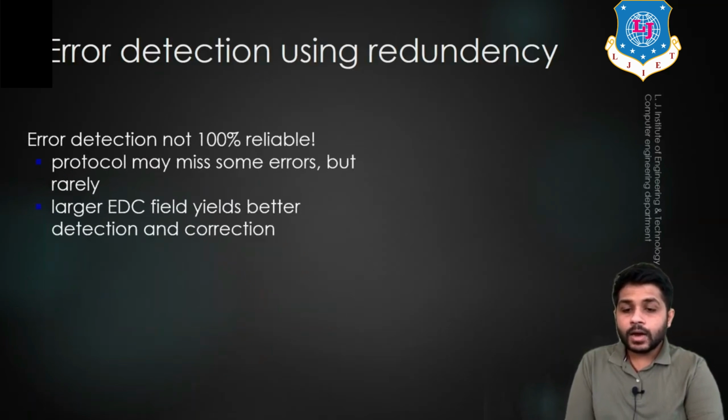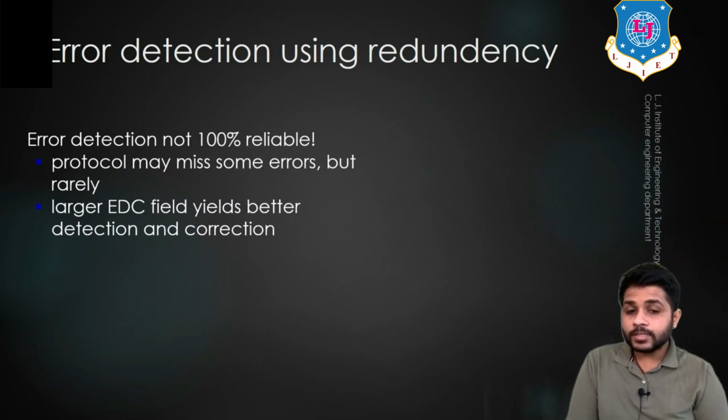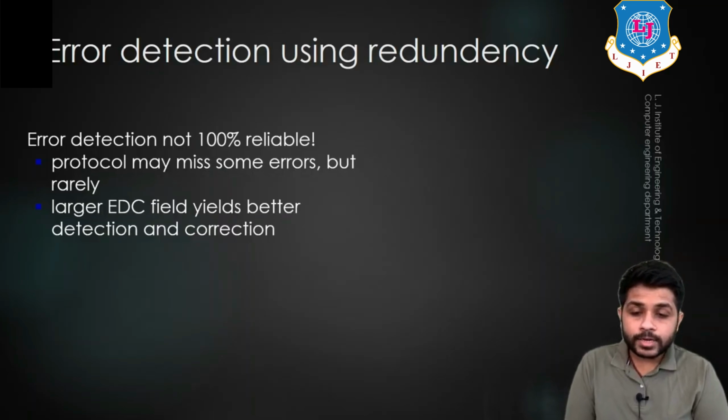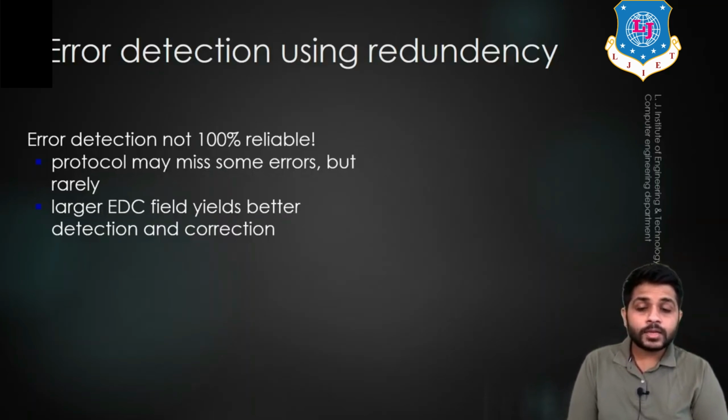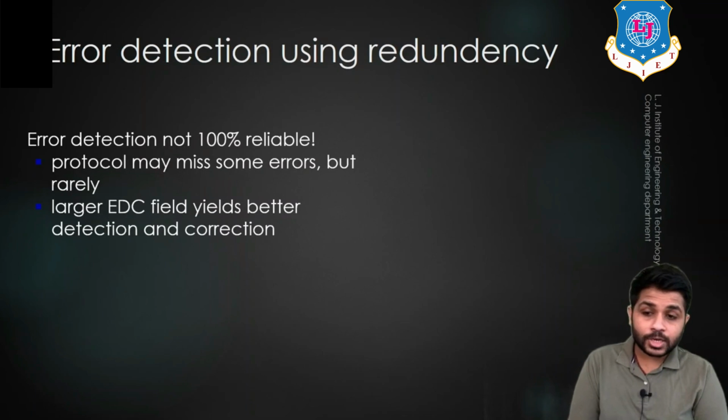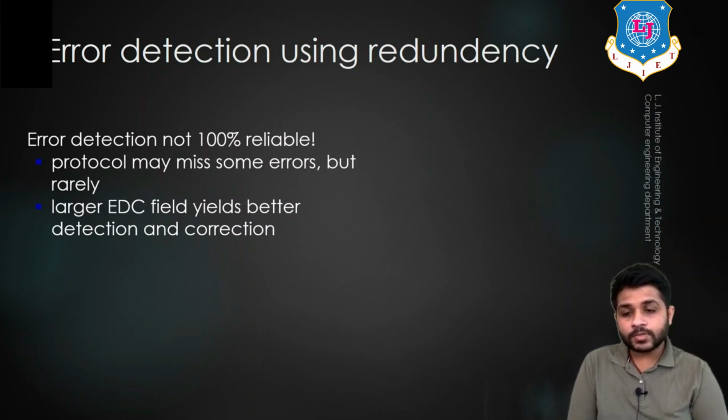There are some flaws in the redundancy method. The redundancy method is not 100% reliable. Why is it not 100% reliable? Because we are assuming that the error will be added in the original data and not in the extra data. We are assuming that all the errors will be added to the original data and no error will be added in the extra data. But that is not possible in a real life scenario, right? Because in real life, the error can be added in both portions. That is why the redundancy method is not 100% reliable.